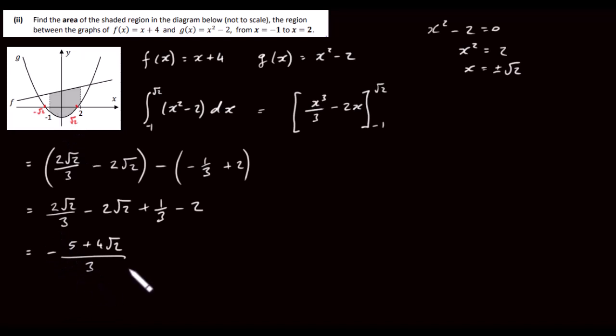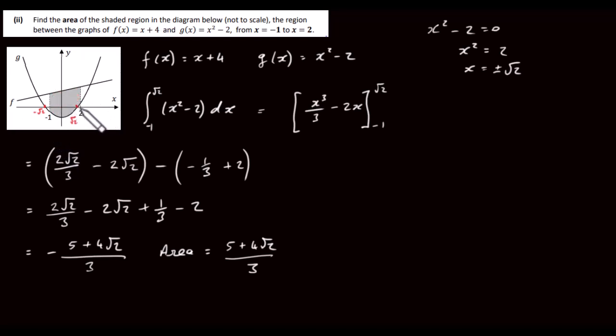You can't have a negative area, so the area is actually plus. In other words, plus 5 plus 4 root 2 over 3. So what I've done is I found this area here. Found this area down here. Next thing I'm going to do is find this area up here.